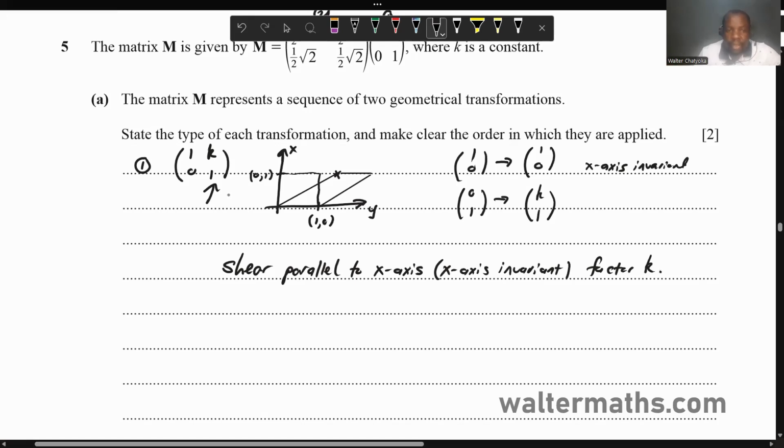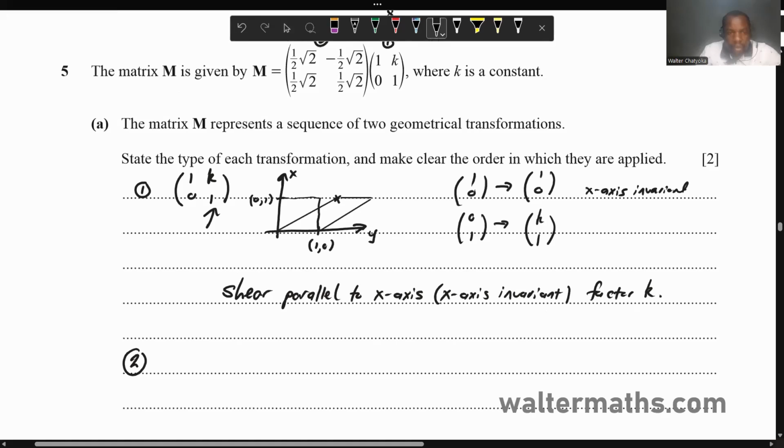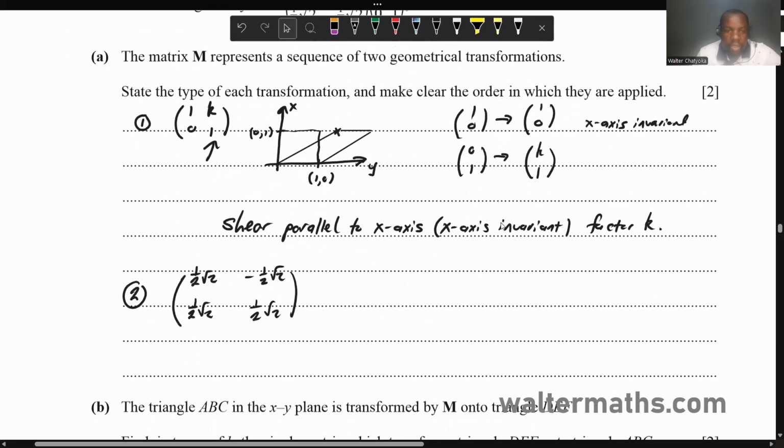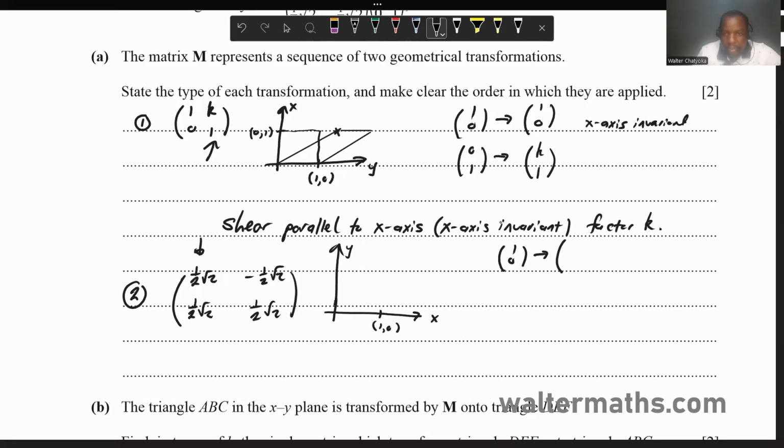That's the first transformation. The second transformation is represented by the matrix given. That's the matrix: a half root 2, minus a half root 2, a half root 2, and a half root 2. For some of you students, you already know that we're dealing with the rotation here. But just to make everything clear, this is y, this is x. We have a point here, the point (1, 0). So (1, 0) is being mapped onto the point (a half root 2, a half root 2), which is a point, say, here.